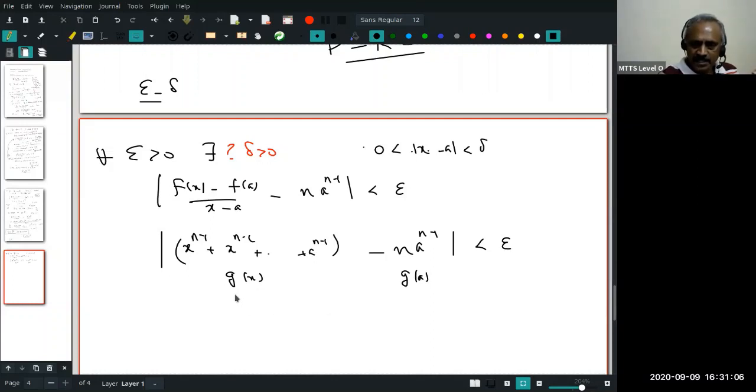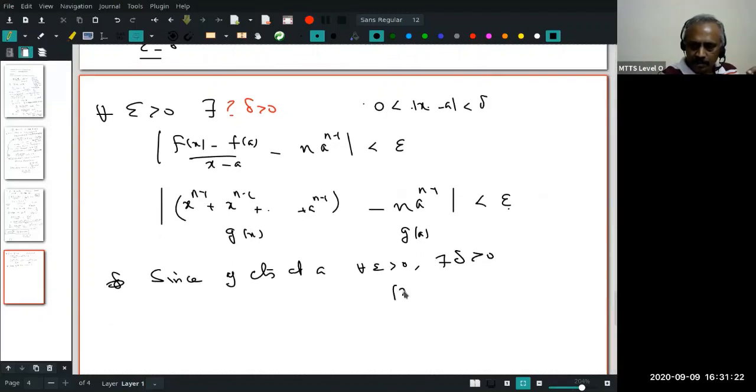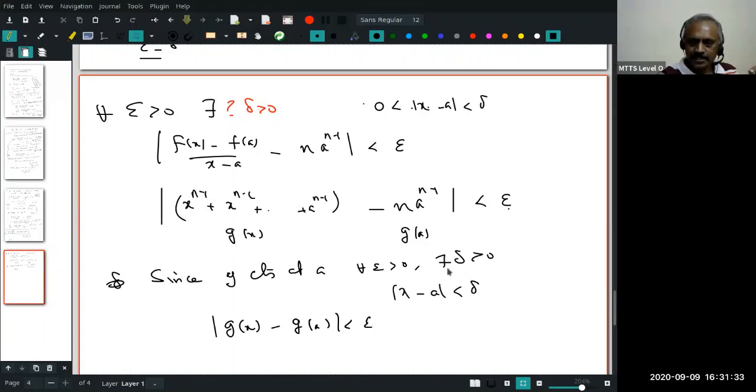Since g is continuous at a, for the given epsilon there exists a positive delta so that for all x such that mod x minus a is less than delta, mod g(x) minus g(a) is less than epsilon. So that is the delta. Where did the delta come from? It came from the continuity of g at a.